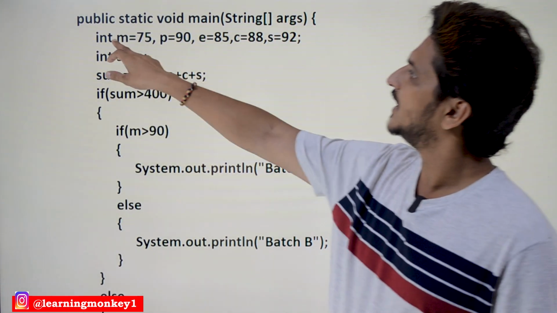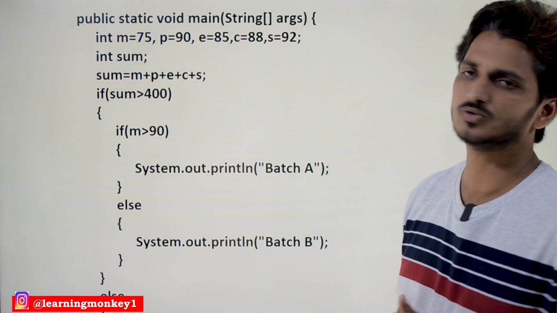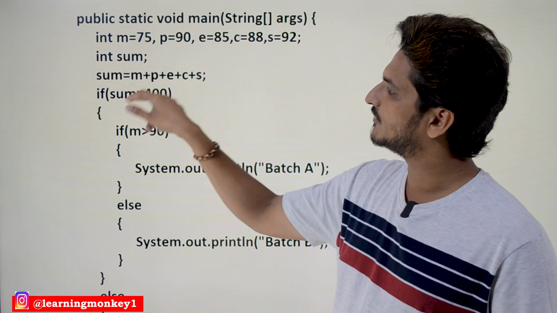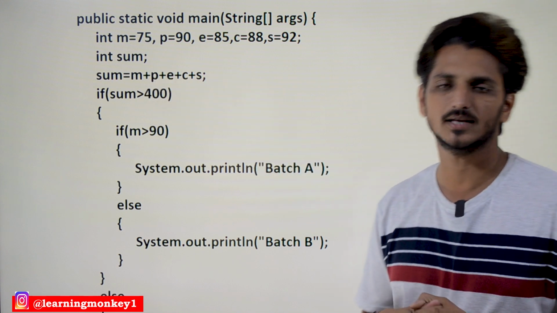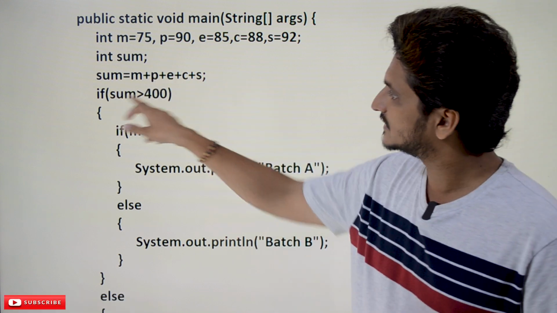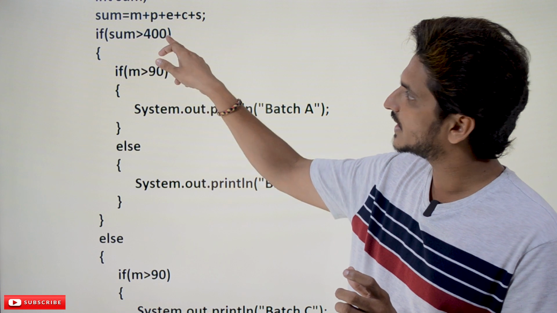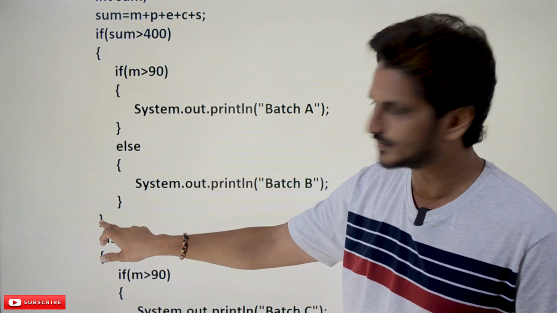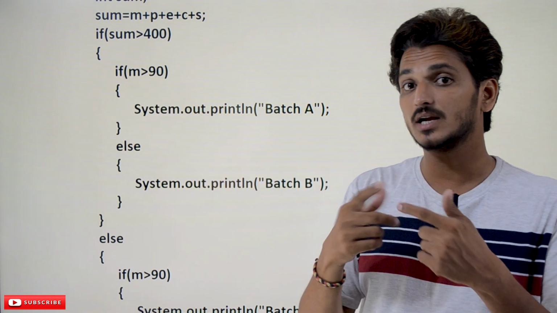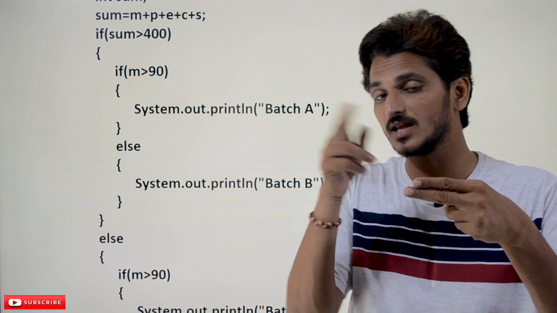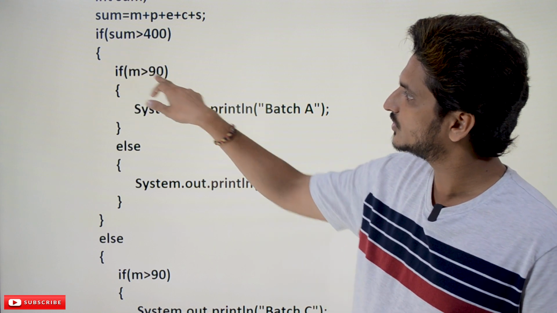Let's take an example. int M is equal to, M means maths marks, P physics marks, E English marks, C chemistry marks, S social marks. int sum, we have taken a variable sum. Sum is equal to, we are adding all the variables: M plus P plus E plus C plus S. If sum greater than 400, open bracket, closed bracket. Inside this, we are going to check one more if condition. If sum is greater than 400, you have two options: if maths is greater than 90, one option, less than 90, one option. That's why inside this if we are going to check one more condition.